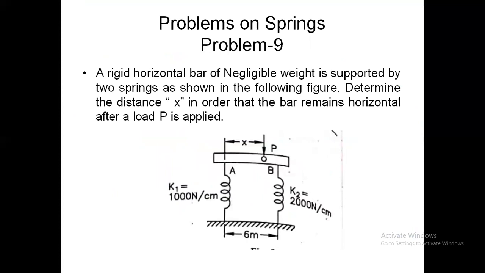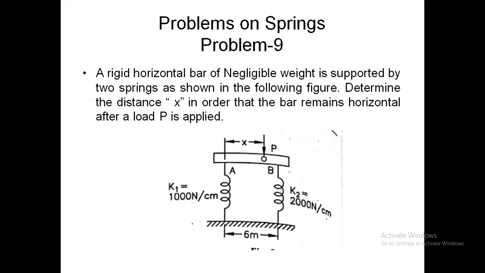Okay, note down this. A rigid horizontal bar of negligible weight is supported by two springs as shown in the following figure. Determine the distance x in order that the bar remains horizontal after a load P is applied.